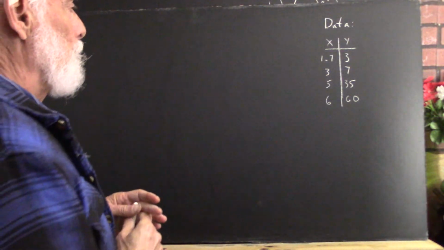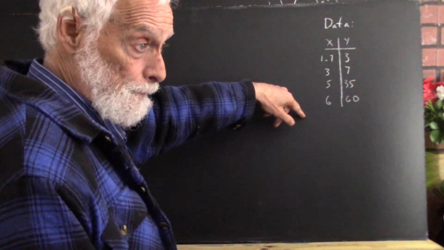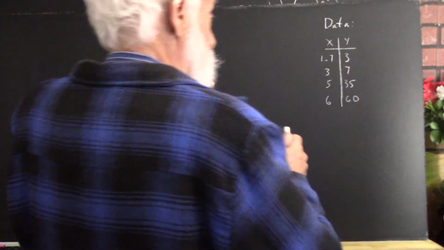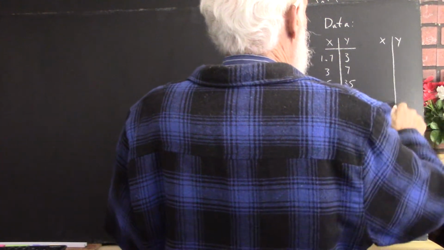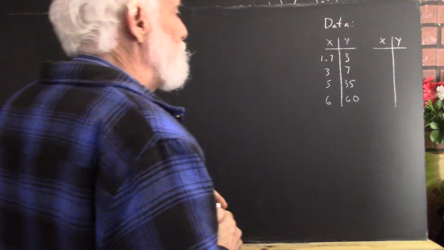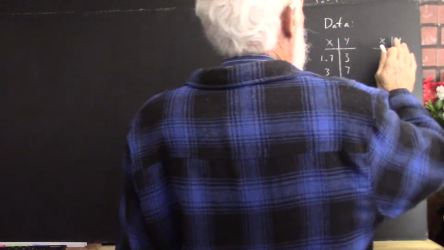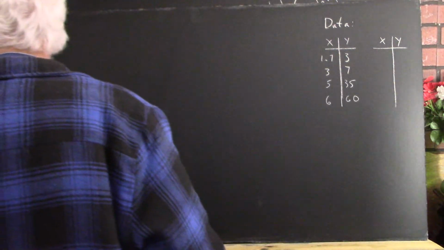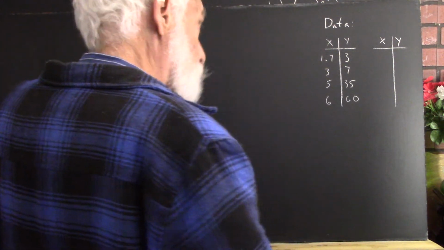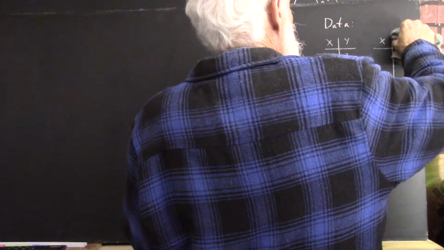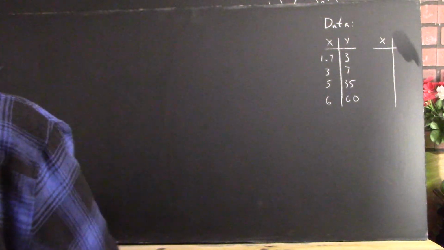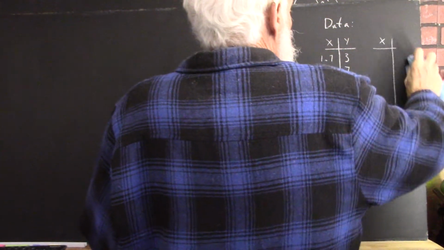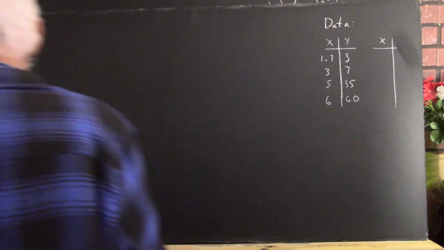So we want to find an exponential model for this data. We take the values of x and y, but we calculate the natural logs of all the y values. So we get a table of natural log of y versus x.